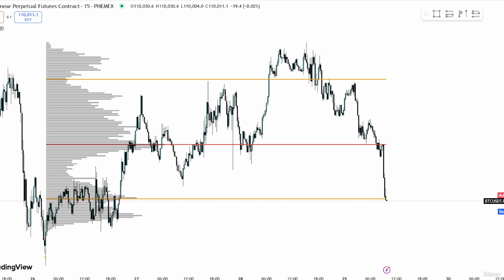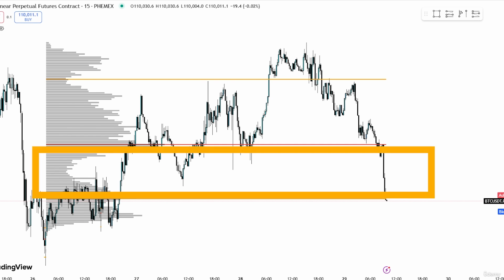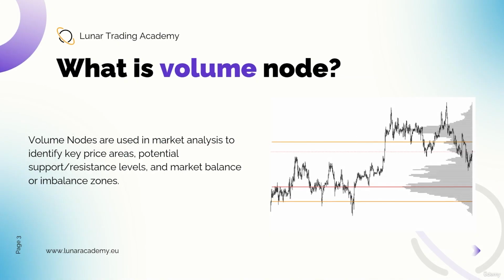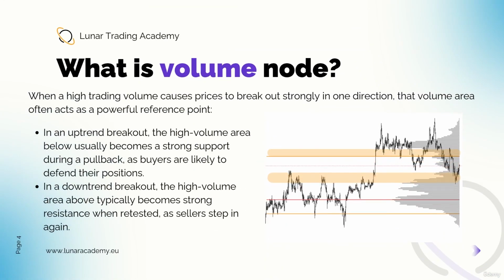A low volume node, on the other hand, is an area with very little trading activity. Price usually moves through it really quickly, like a knife through butter. When high trading volume causes price to break out strongly in one direction, that volume area, the high volume node, often acts as a powerful reference point.